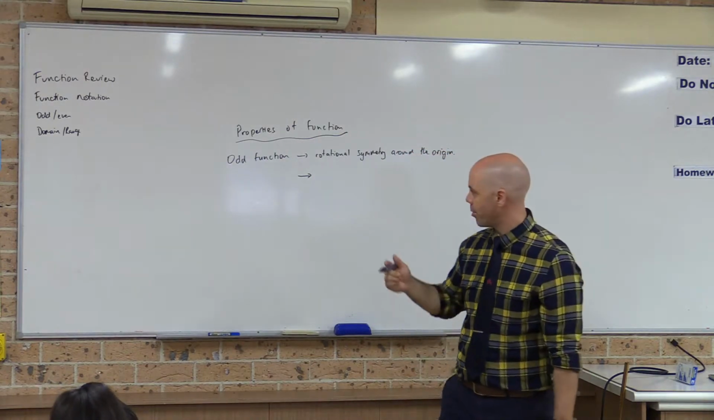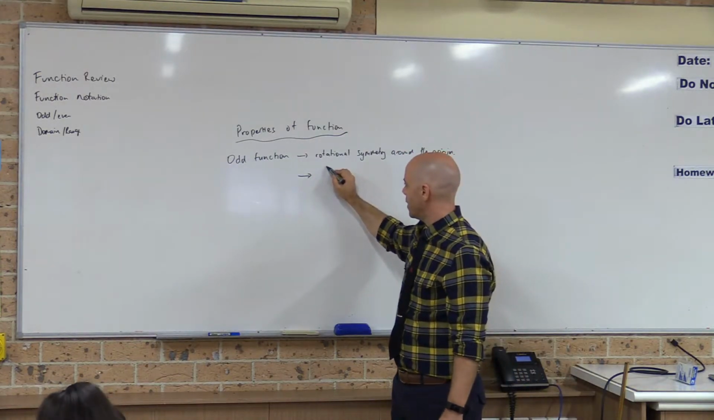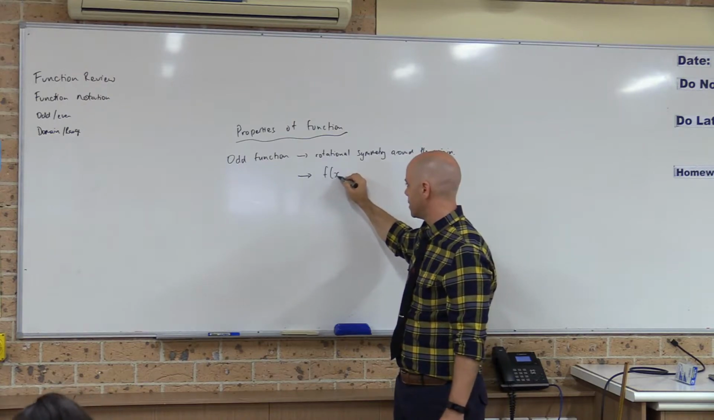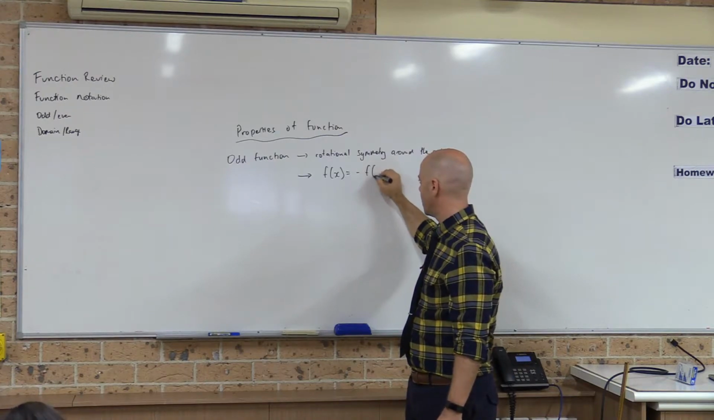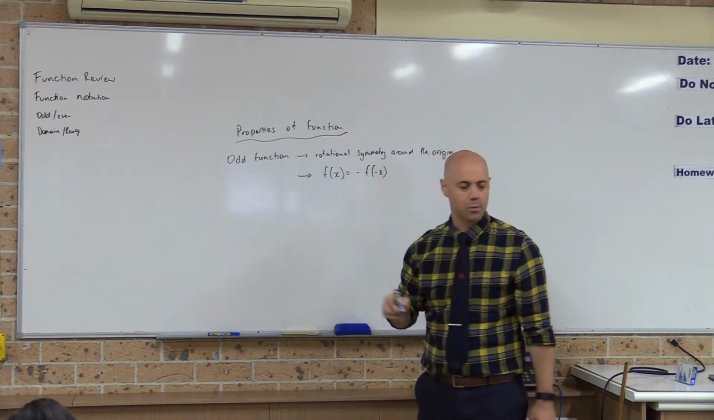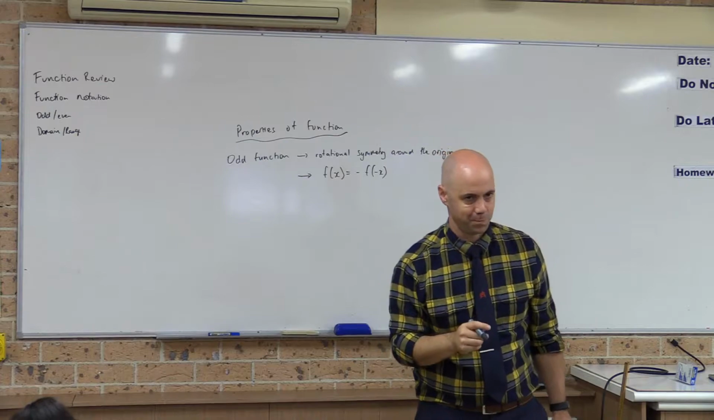notation, algebraic form, we would say that f of x equals negative f of negative x. Now I'm going to get to what that means in a minute. Okay.